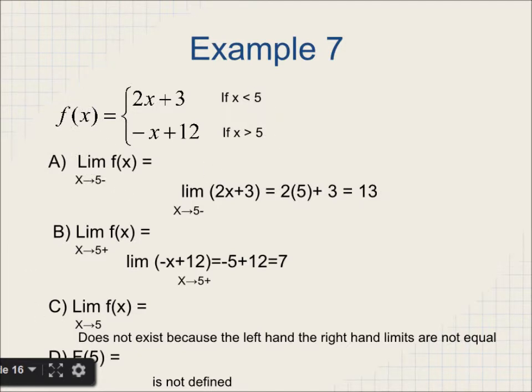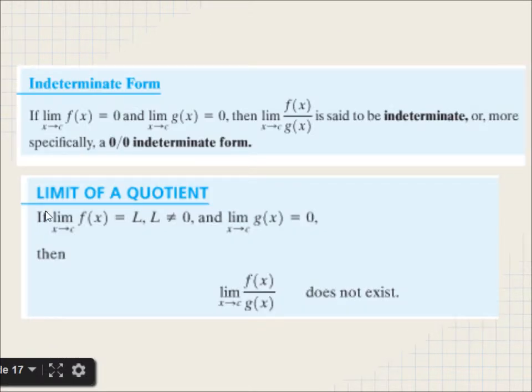Indeterminate form. If the limit of f(x) as x approaches c is equal to 0 and the limit of g(x) as x approaches c is 0, then f(x) by g(x) is indeterminate, or more specifically 0 by 0 is an indeterminate form. Then the limit of a quotient. If the limit of f(x) as x approaches c is equal to L, L not equal to 0, and the limit of g(x) is equal to 0 as x approaches c, then the limit of f(x) divided by g(x) does not exist. Whenever there is a 0 in the denominator, it does not exist, it's not defined.